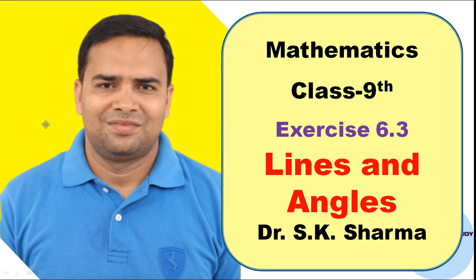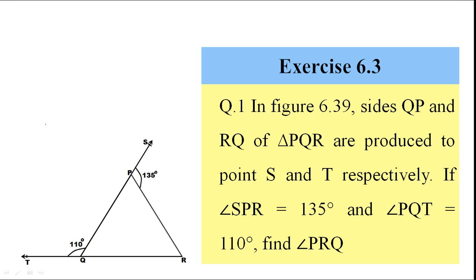Okay, let's understand. The first question is: in figure 6.39, sides QP and RQ of triangle PQR are produced to points S and T respectively. You can see in the diagram that QP has been produced to S and RQ has been produced to T. If angle SPR, that is visible in the diagram, is 135 degrees and angle PQT is 110 degrees, then find angle PRQ. This angle is to be calculated, right?